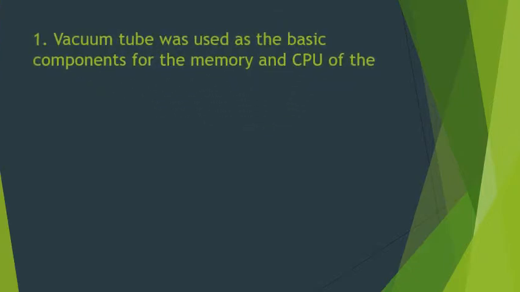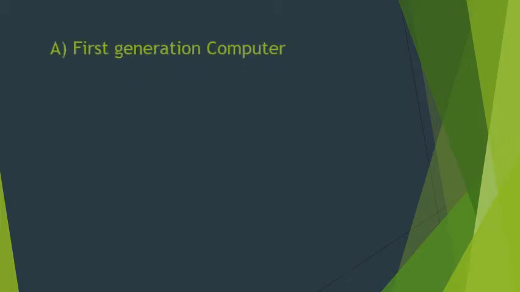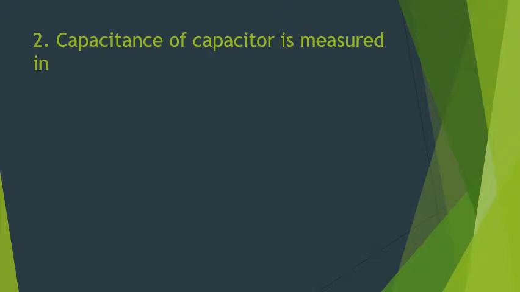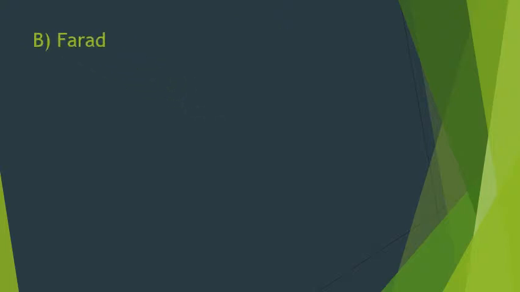1. Vacuum tube was used as the basic components for the memory and CPU of the: A. First-generation computer, B. Second-generation computer, C. Third-generation computer, D. Fourth-generation computer. 2. Capacitance of a capacitor is measured in: A. Coulomb, B. Farad, C. Henry, D. Ohm.